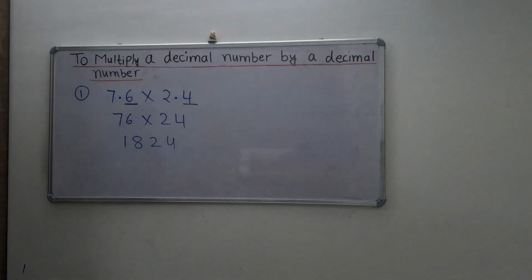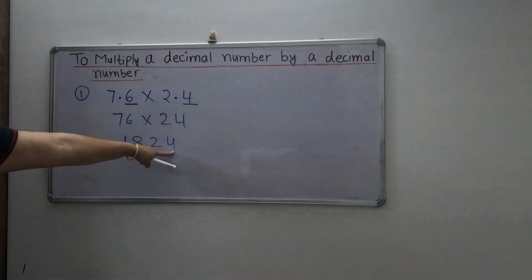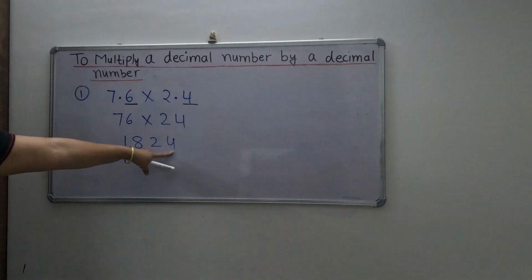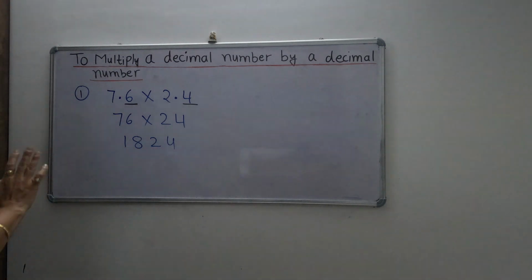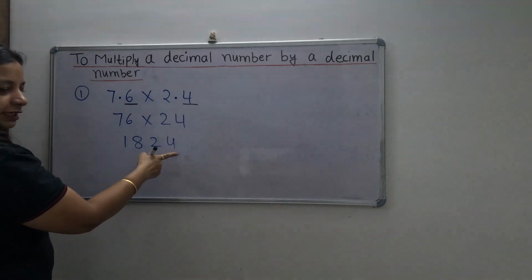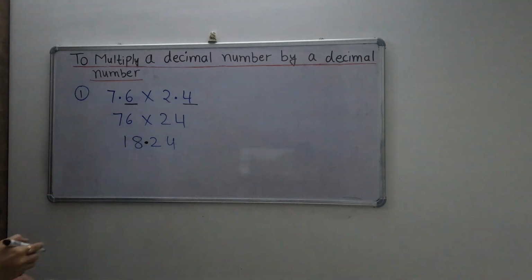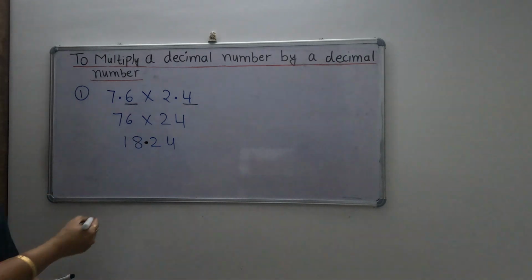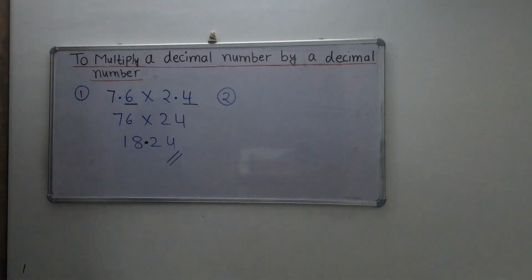Right? So start at the right of the product and count places equal to the total number of places. Got it? We got it, 2. So start from the extreme right, count the 2 digits, 1, 2, and put the decimal. Now the answer is here. Now come to the second example. We will understand with 5-6 examples.